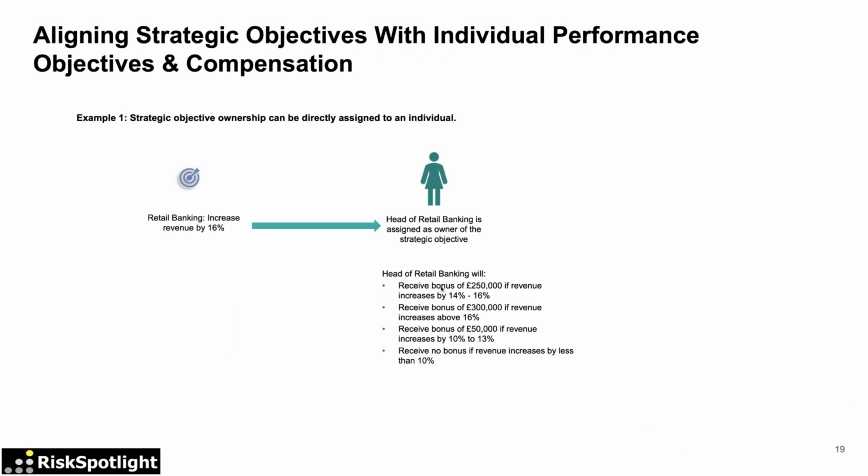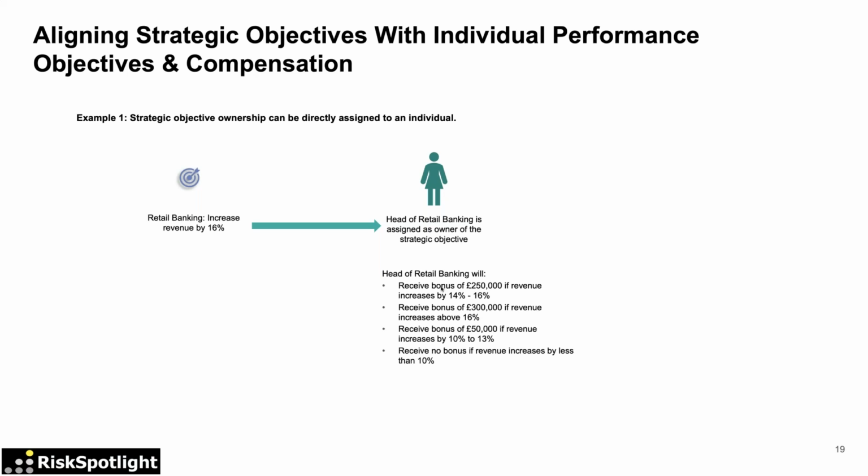And then when you're allocating an objective to a specific individual, in this case we have the head of retail banking, where she gets assigned as the owner for increasing the revenue by 16%. And then we set her compensation. So we say that, okay, head of retail banking, you'll receive a bonus of 250,000 at the end of the year if you are able to increase the revenue by 14 to 16%. You'll get 300,000 if the revenue increases more than 16%. You get a bonus of only 50,000 if the revenue increases between 10 and 13%, and no bonus if the revenue increase is less than 10%.